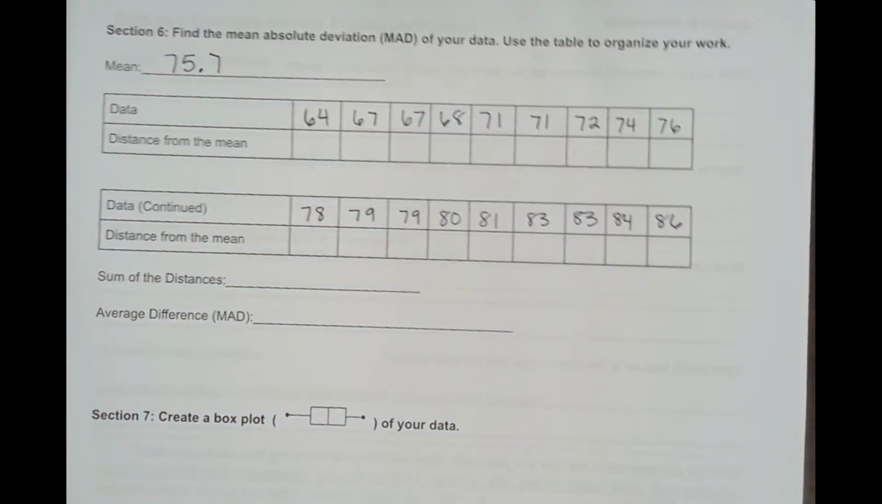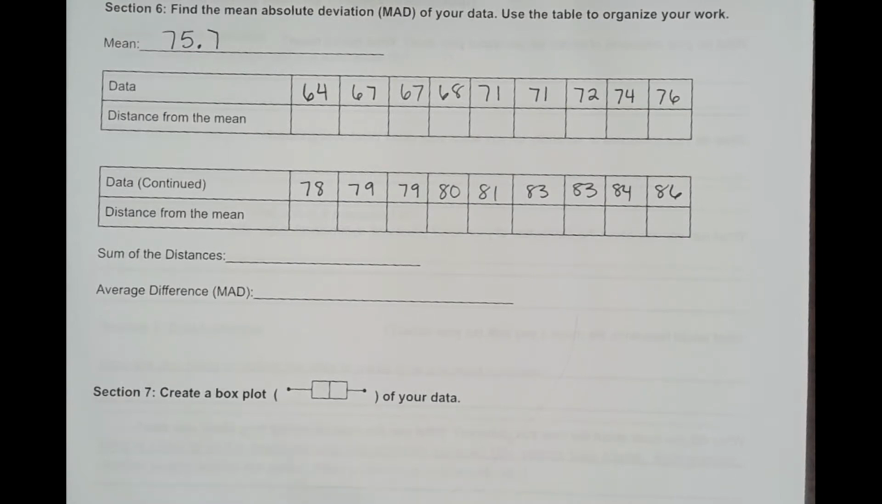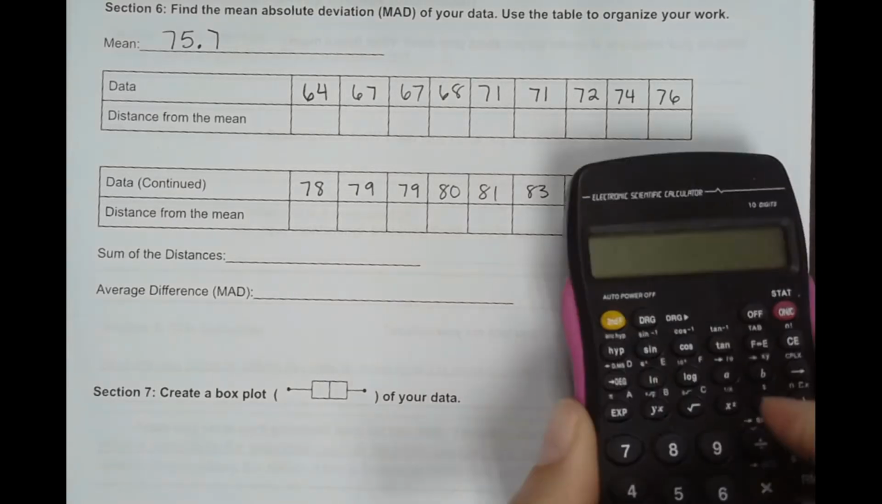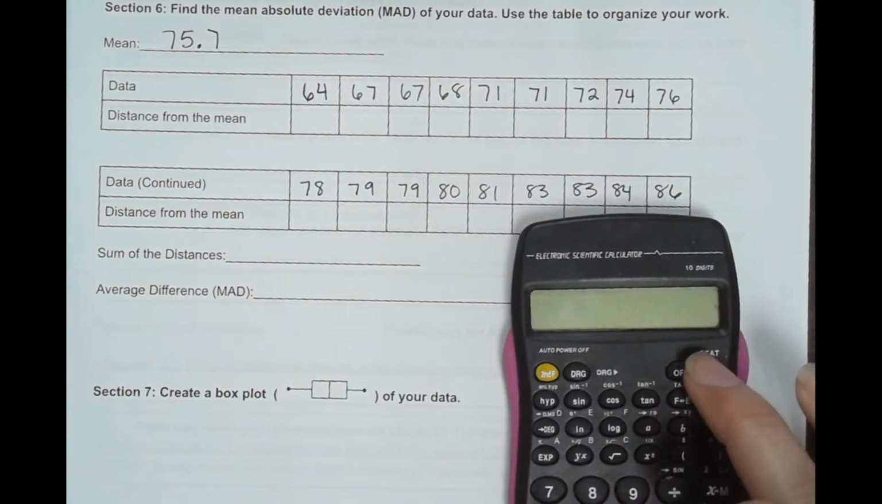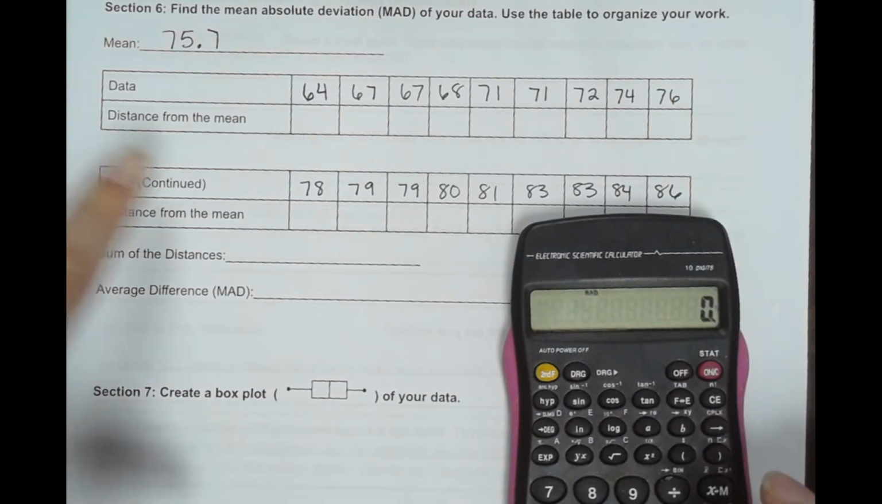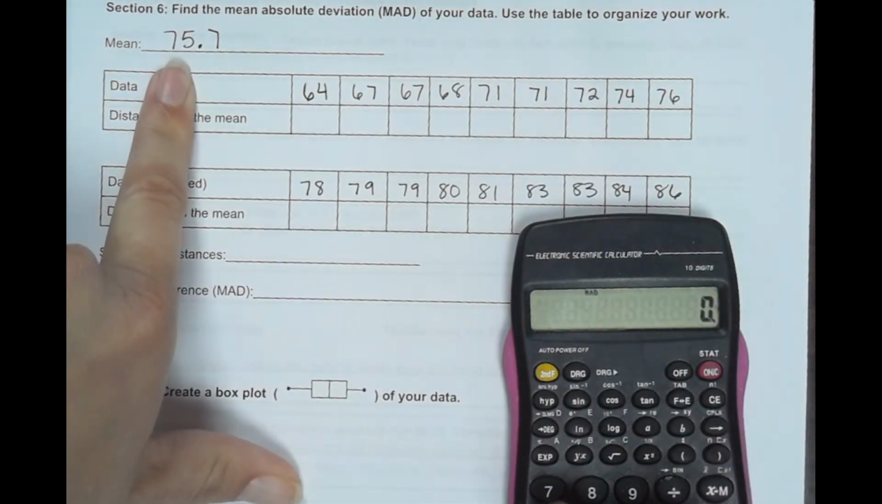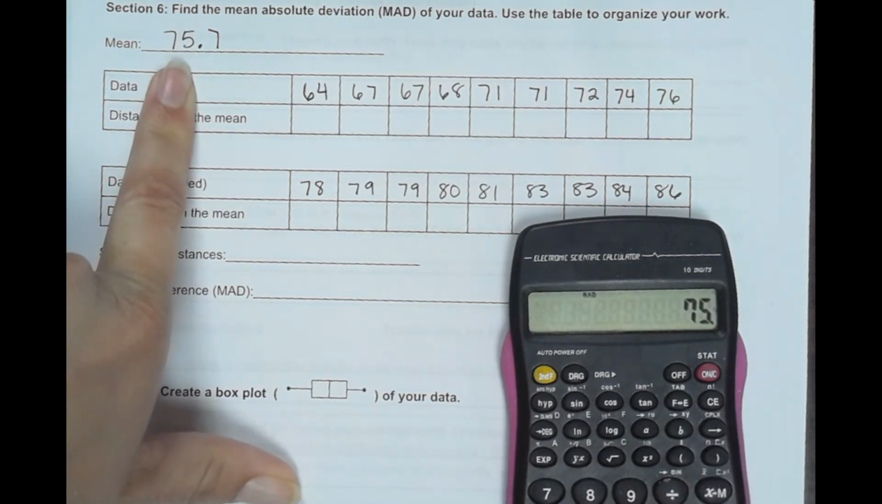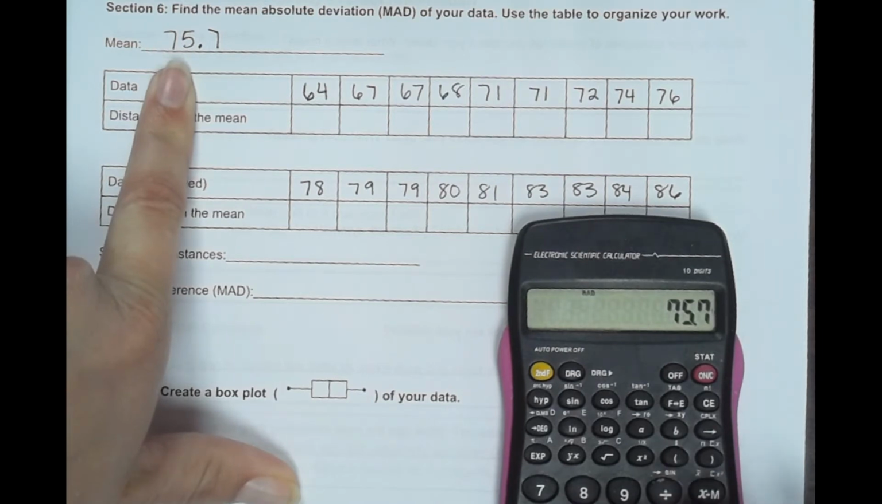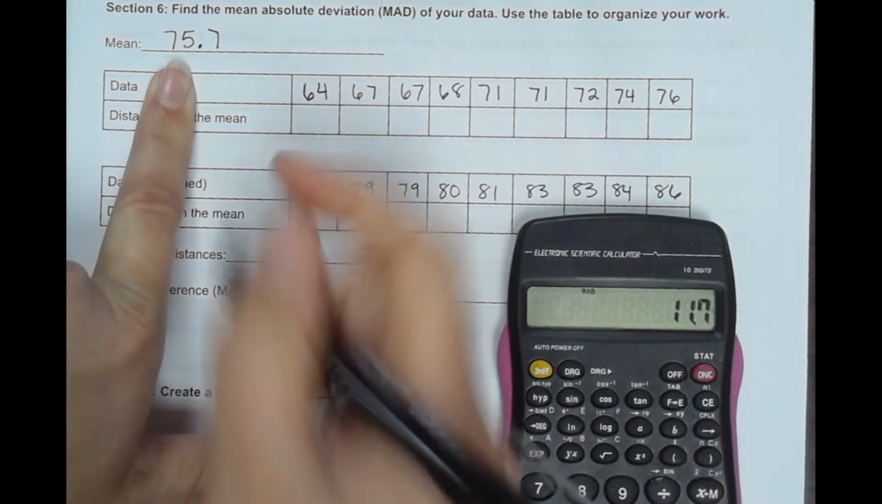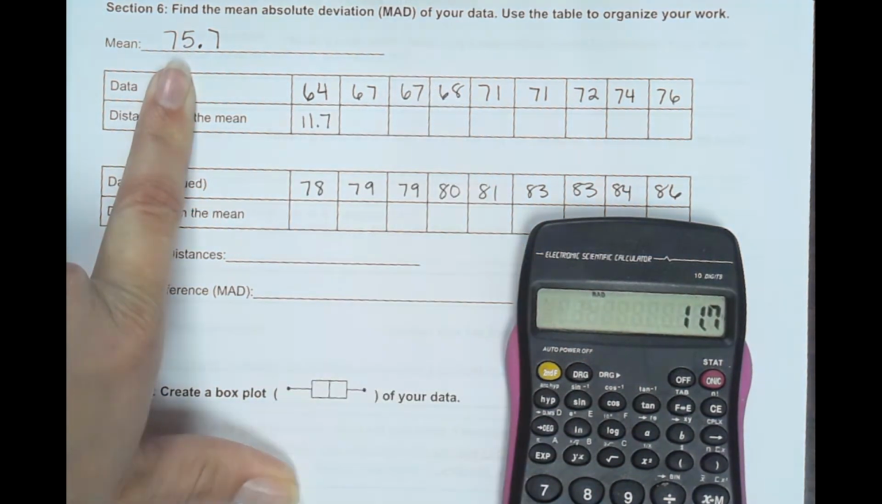Okay, so we already found the mean. Usually you would have to find the mean before you did this, but we've already done that, so we don't have to rework it. But to find the mean absolute deviation, we have to find the distance each of these numbers is from the mean. So you're definitely going to want your calculator. You could do it by hand, but it might take forever. So we want to find out how far 64 is from our mean of 75.7. Since 75.7 is higher, I'm going to do it first, minus 64, and that tells me that it is 11.7 from the mean. Okay, keep doing that with all the other numbers.